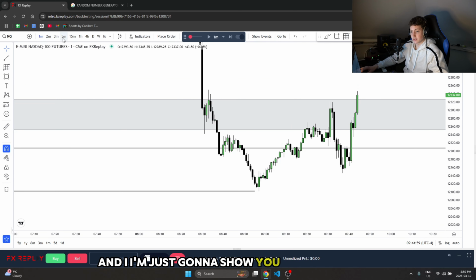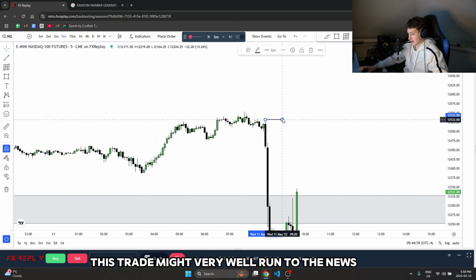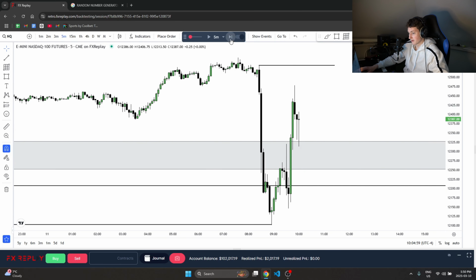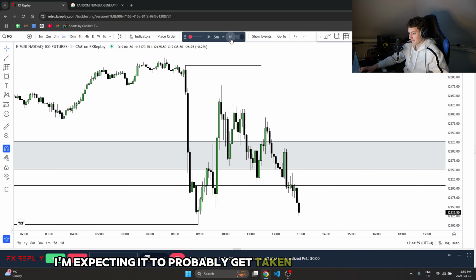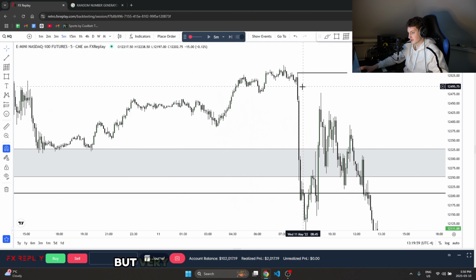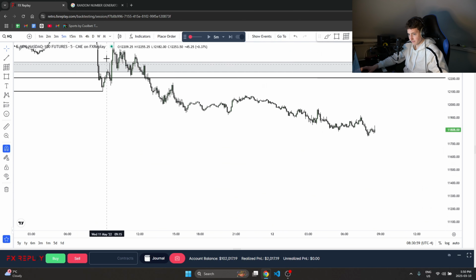And I'm just going to show you guys right here. This trade might very well run to the news high. Very, very strong liquidity pool. As you can see, running. I'm expecting it to probably get taken. Okay, it didn't get taken, but very strong down liquidity up there. Go to next day open.